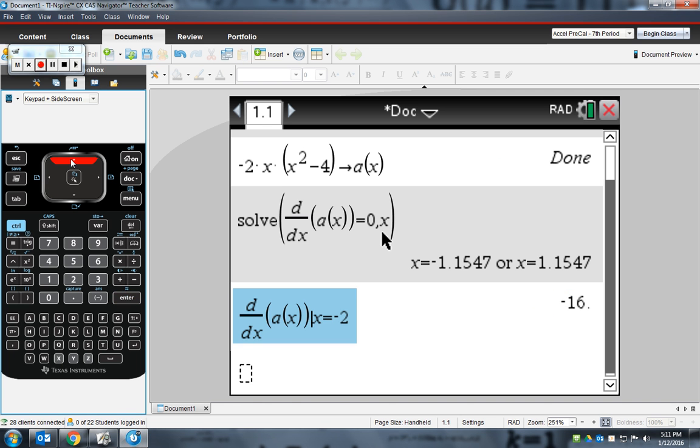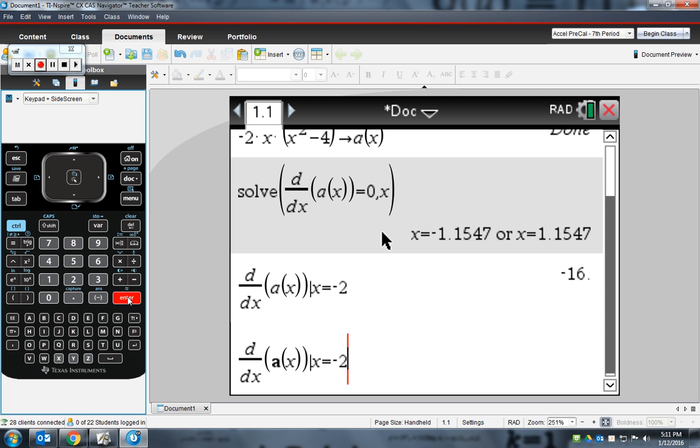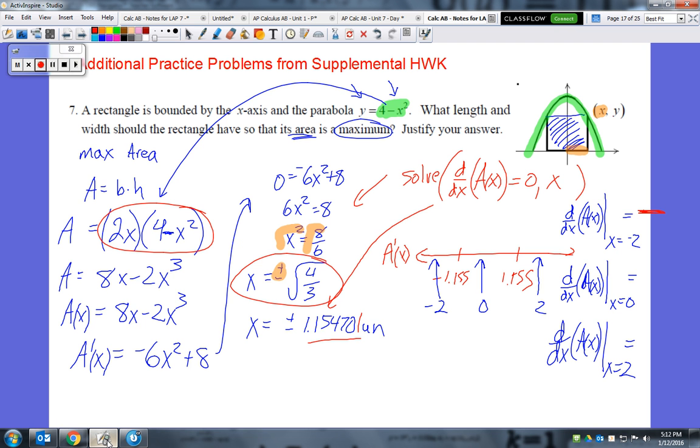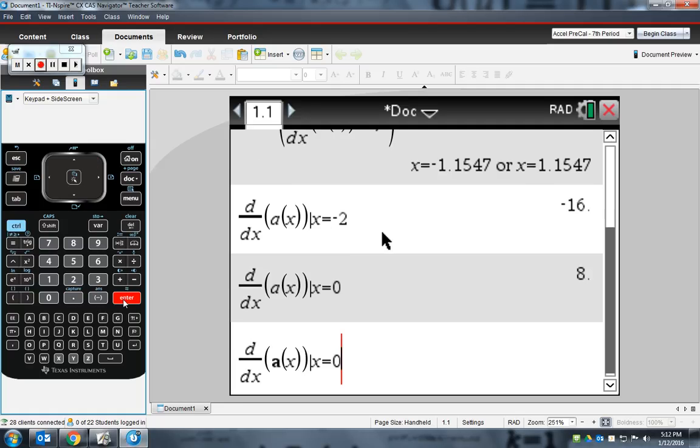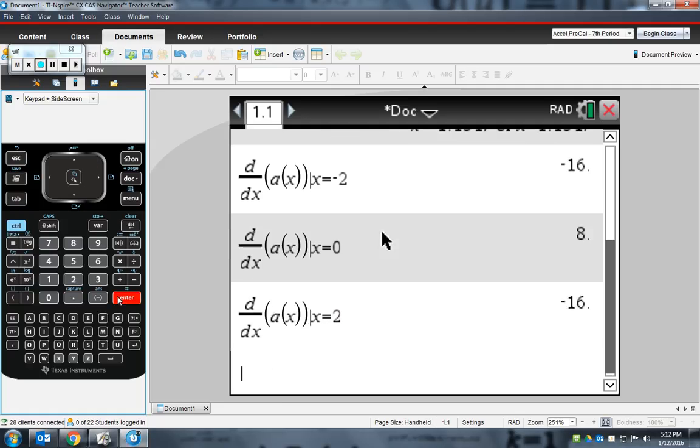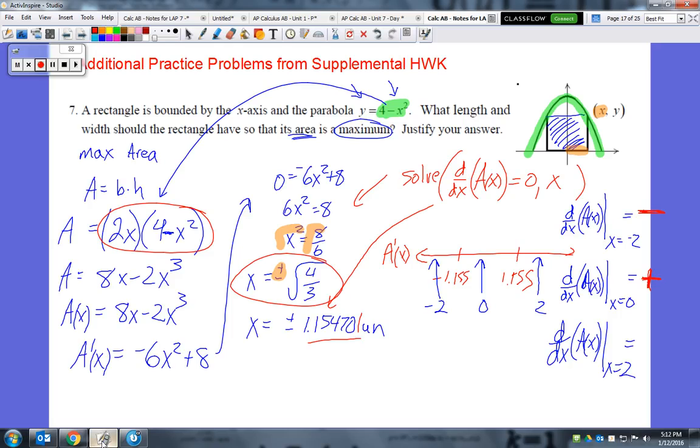I'm going to go back up, and I'm going to try 0 now, because that's my second test point. And when I do that, I get a positive answer. So equals a positive. And then the last one, I'm going to test it at 2. So let me go up twice, and then I will get 2, and it gives me a negative. So negative, positive, negative.